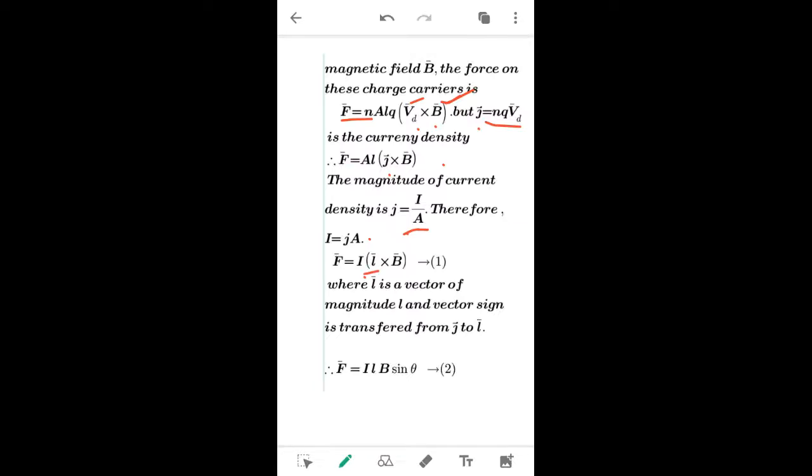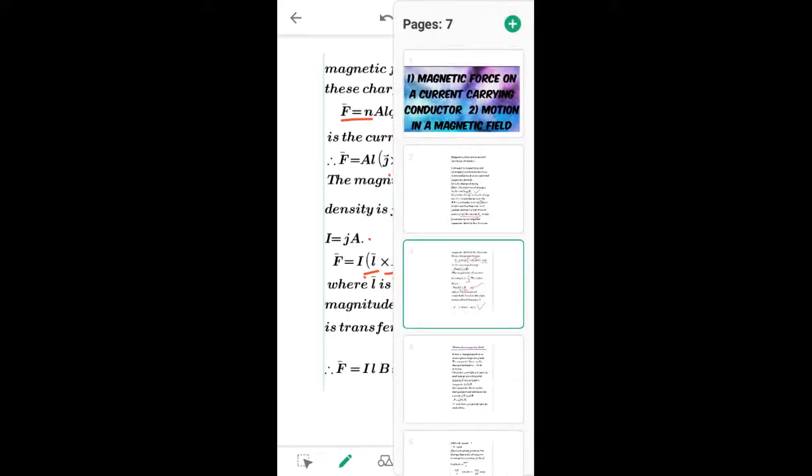Here L is the length vector and B is the external magnetic field. This is a cross product, taken as equation number 1. Now F equals I L B sin theta. This is the equation for the force on a current carrying conductor.